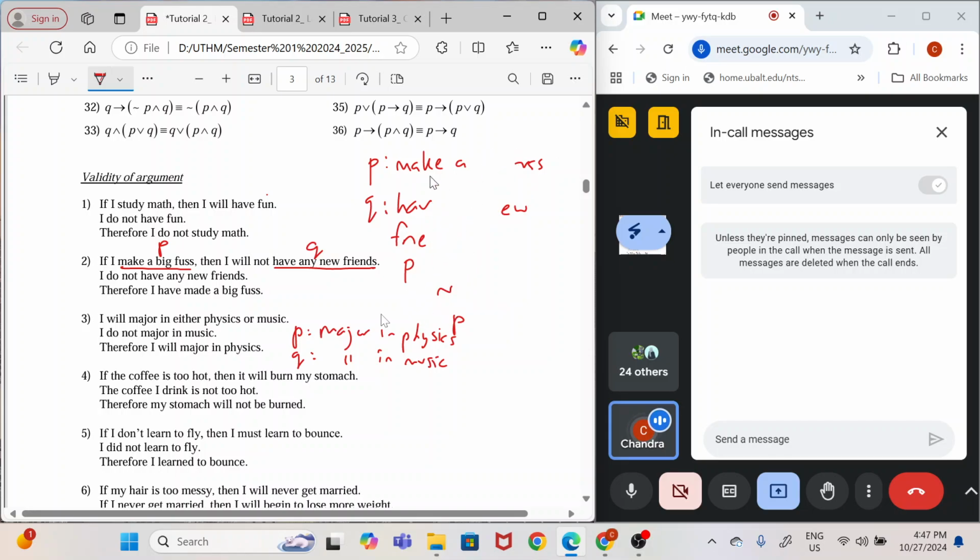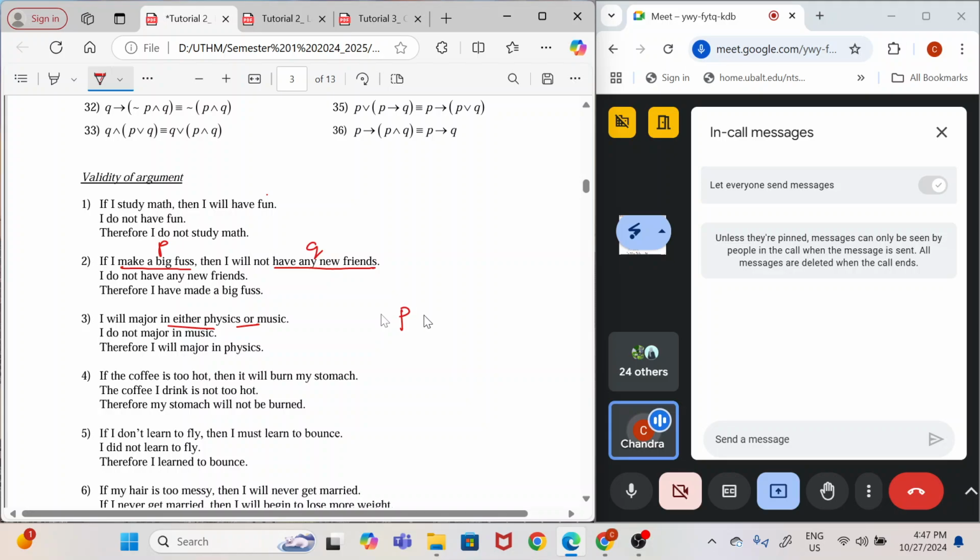For number 3, either or. So first one is P, either P or music. I do not major in music, therefore I will major in physics. That's the idea.